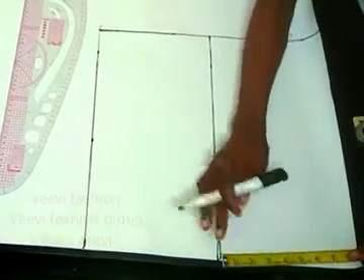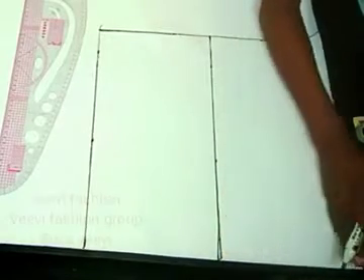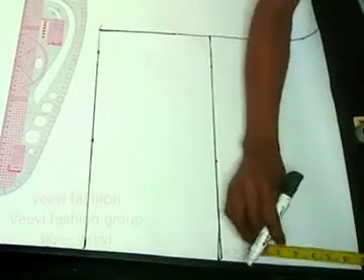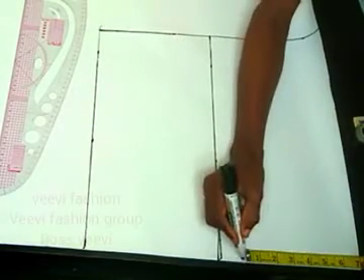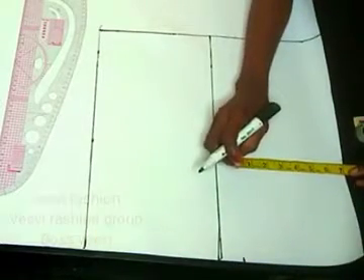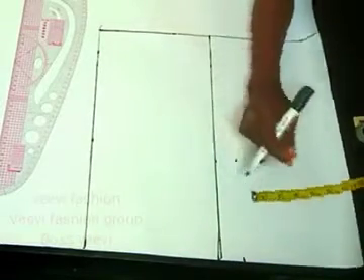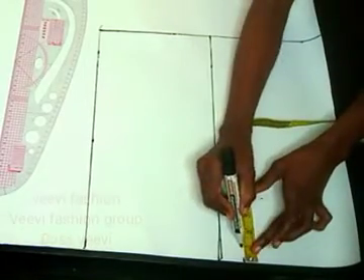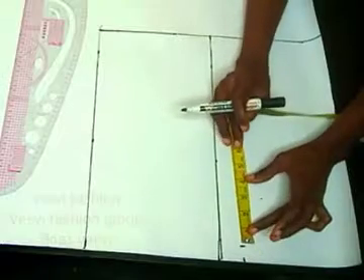Okay, for the front we're going to be drafting from this side, but for the back from this side. All right, so now I'm going to be placing my shoulder measurement, my shoulder divided by 2. That's what I'm marking. For mine is 7, yours could be 8 or 7.5 depending on what you have. Now I'm marking 1 inch. That will be for our shoulder slant.